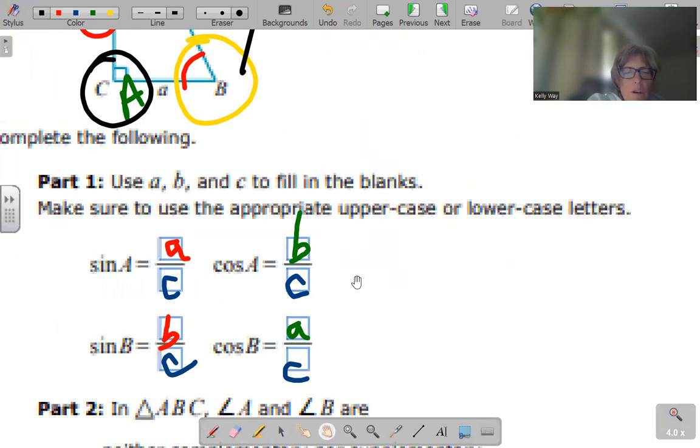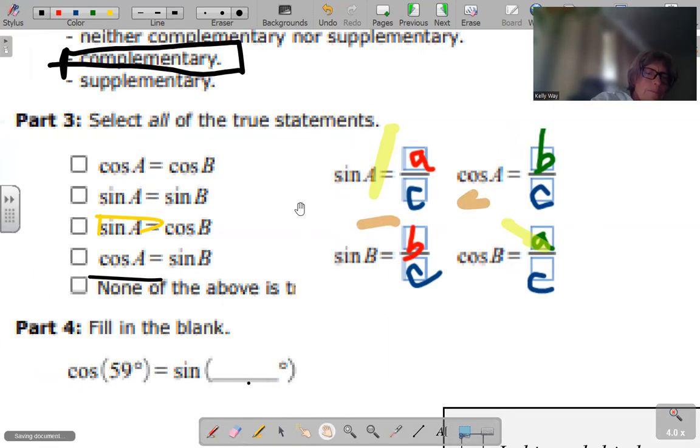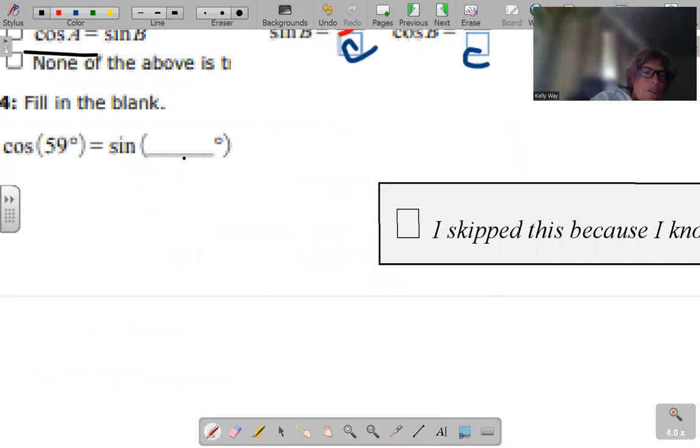So to give an example here, the cosine of 59 degrees would be the same as sine of 31, which is its complementary angle. Excuse me, because 31 and 59 add up to 90. So the cosine of an angle is the same as the sine of the complementary angle. That's the point of that whole activity.